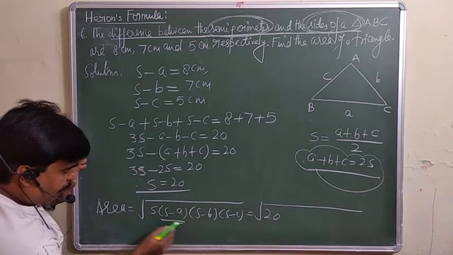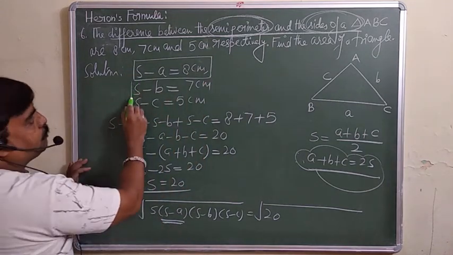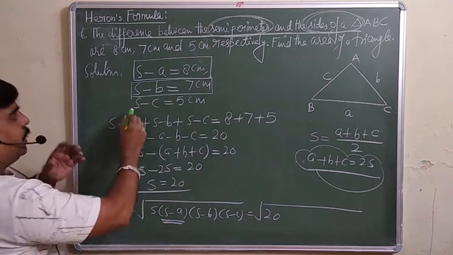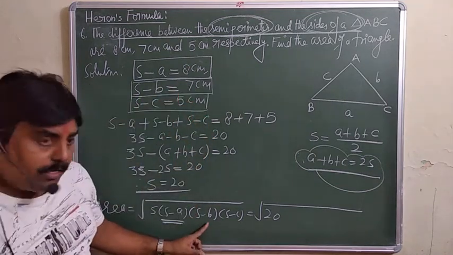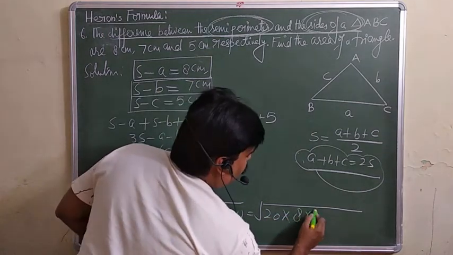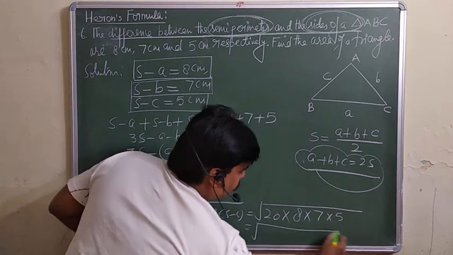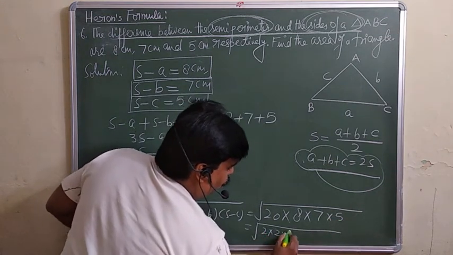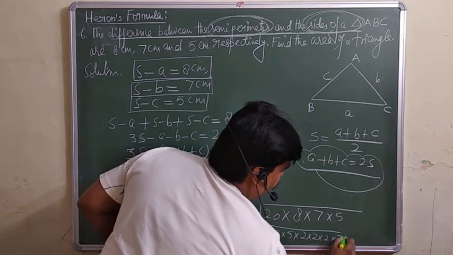Here S minus A is already given. Look at here now. ये दिया हुआ है. S minus B is also given here. S minus C is also given here. So these values you can put directly here. So what you will get? 20 into 8 into 7 into 5. You can do the factor of this. This is 2 into 2 into 5, and this is 2 into 2 into 2, 7 into 5.